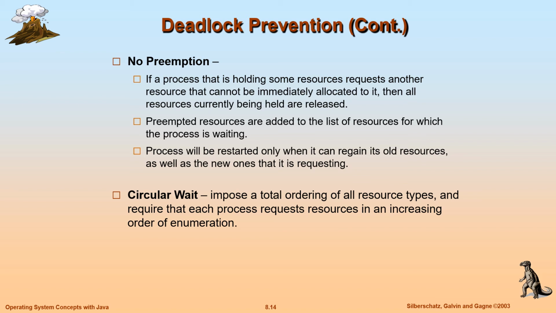Next, in deadlock prevention, circular wait. Impose a total ordering of all resource types and require that each process requests resources in an increasing order of enumeration.